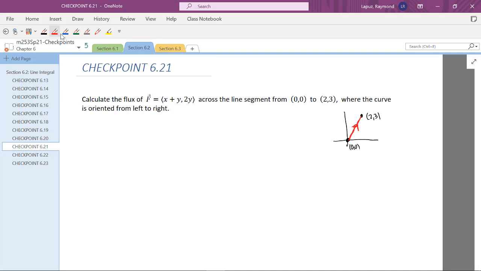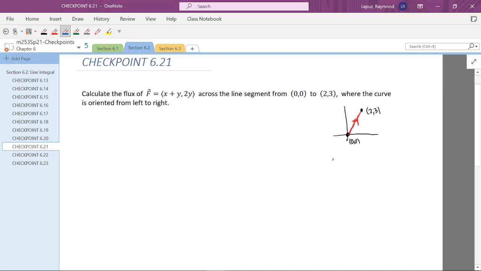All right, we can parameterize this. I think we'll call it R of t. And remember the parameterization, for a line segment it starts with the initial point, and then it'll be the difference of the 2 points, with the ending point first, the head, minus the tail. So this will end up being 2t, 3t, and our limits for this parameterization will be from 0 to 1.